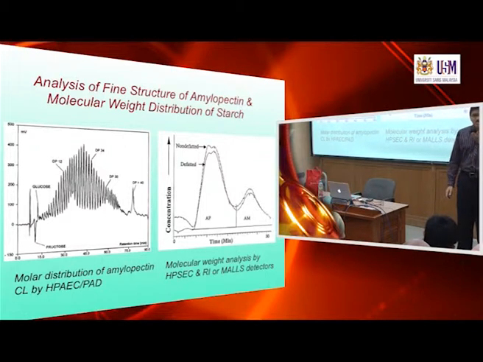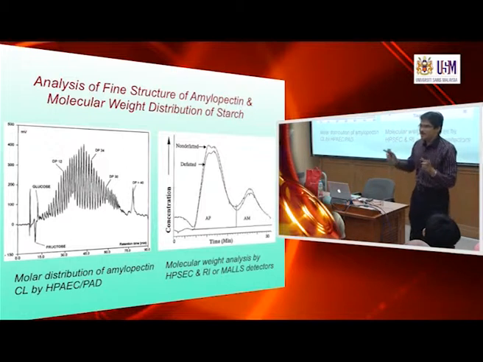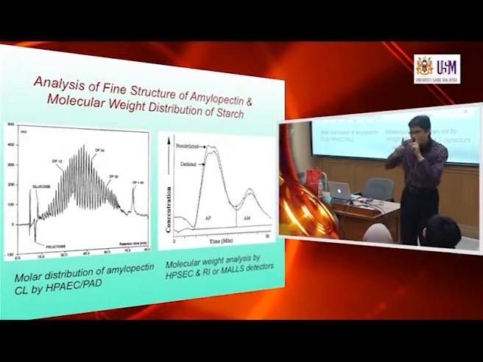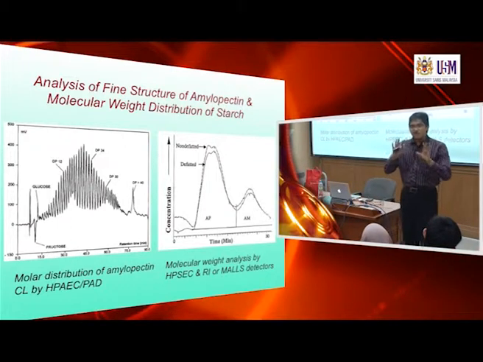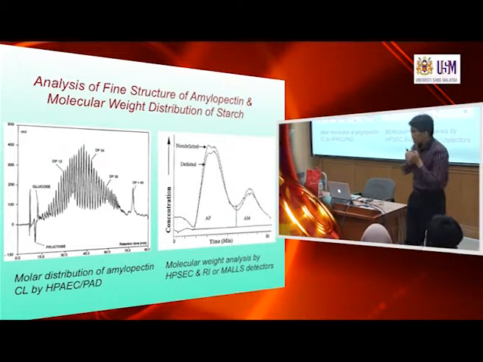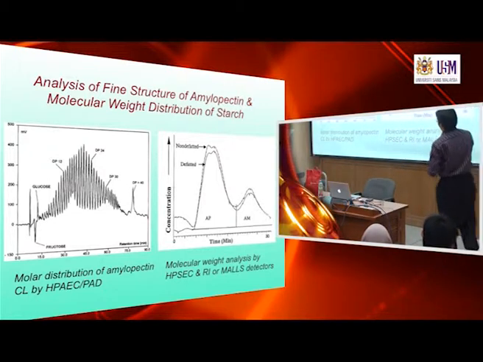And what is the evidence? What is the evidence that amylopectin really has branches? We cannot really see under the microscope that amylopectin has branches. We have to use various analyses. Then from there, we will make a deduction. We deduce.